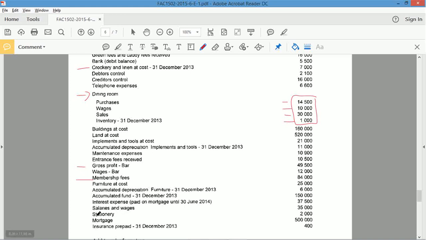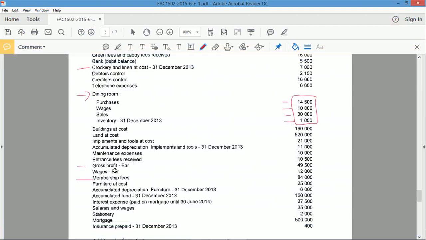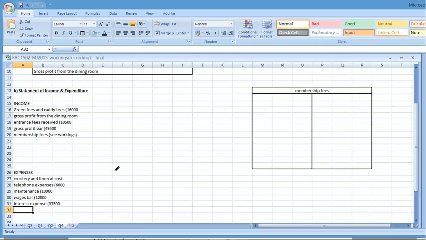Salaries and wages expense, stationery expense, mortgage liability, insurance prepaid. Insurance is expense, the prepaid is the asset. So you'd have salaries and wages. Salaries and wages 35,000.